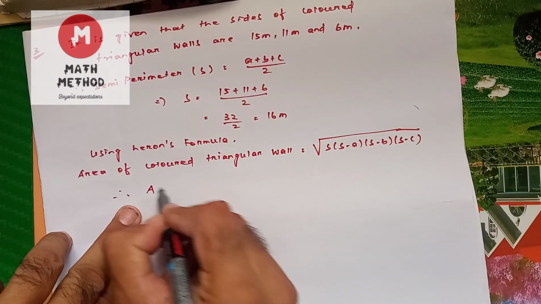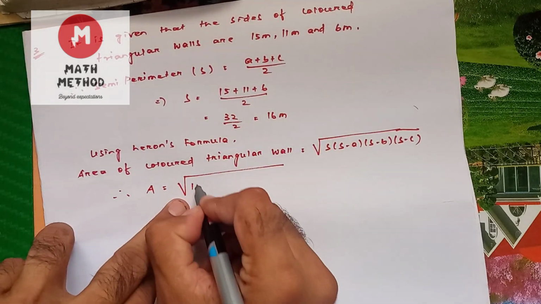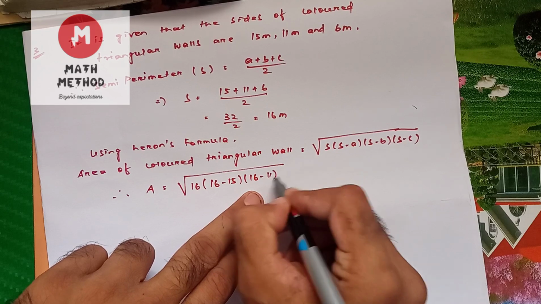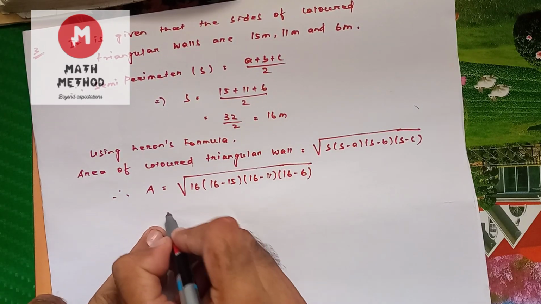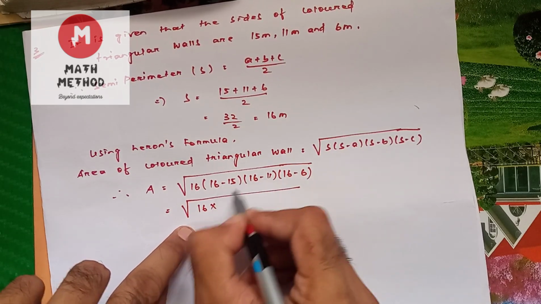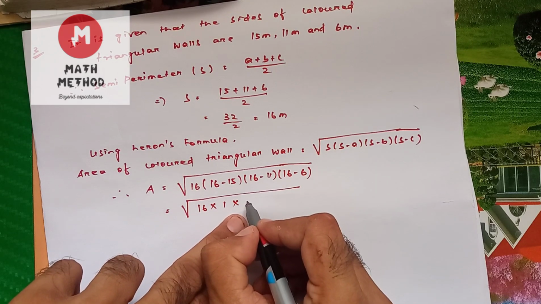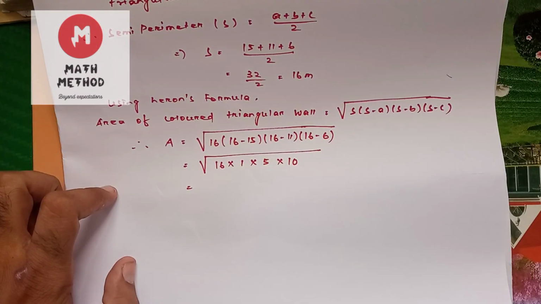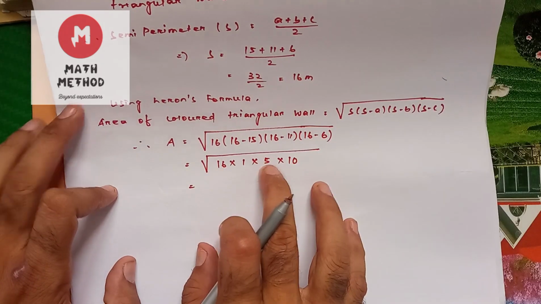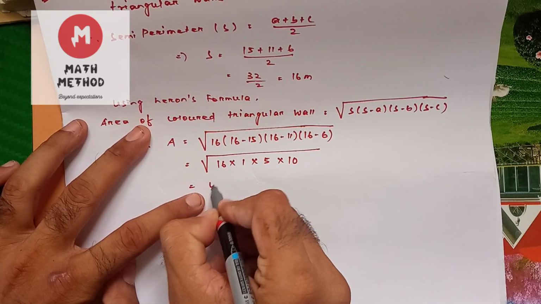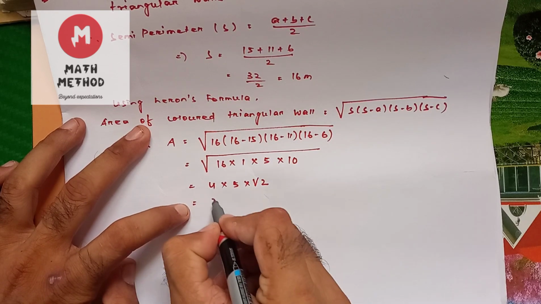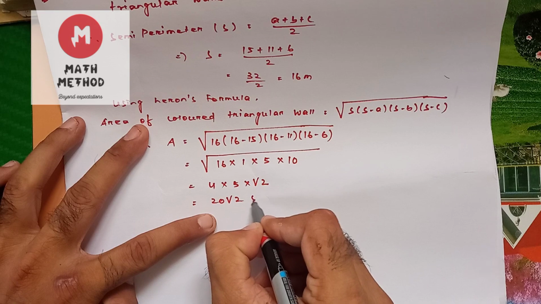Therefore area A is equal to root over S, which is 16, into (16 minus 15) into (16 minus 11) into (16 minus 6), is equal to root over 16 into 1 into 5 into 10. 16 minus 15 is 1, 16 minus 11 is 5, and 16 minus 6 is 10. So root 16 is equal to 4, and 5 into 5 is 5, and root 2, so the area is equal to 20 root 2 square meter.